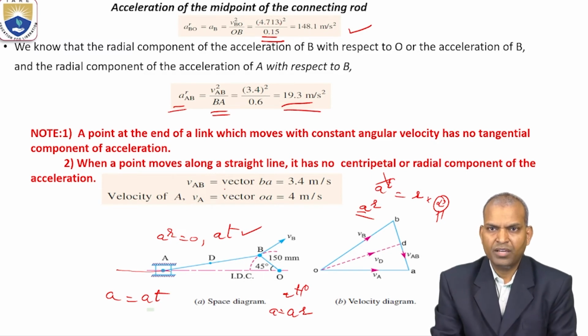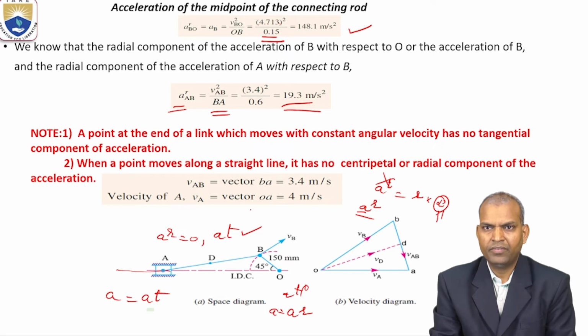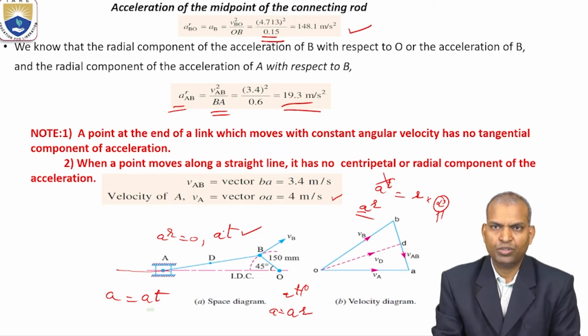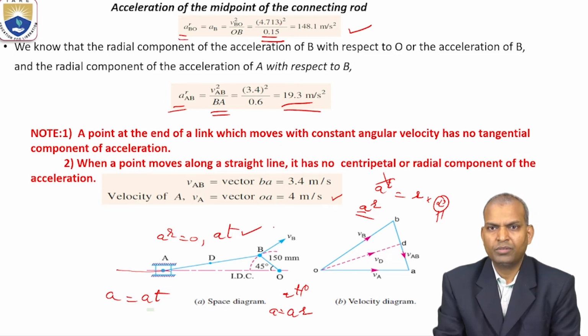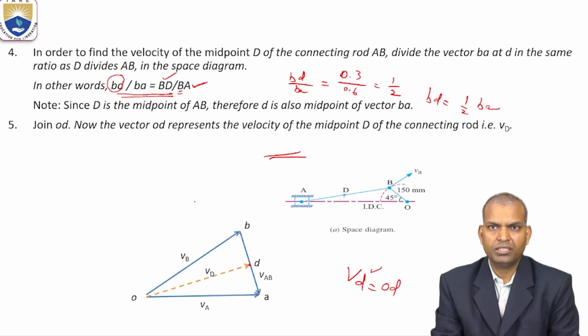Now, that is VAB equal to vector BA and VA vector OA, that is 4 meter per second, we know. From this, we found out the radial component, that is ARBO. That means ARBO is nothing but ABO, because there is no tangential component of acceleration. That is AB equal to 148.1 meter per second square, the radial component. But what is our objective here?